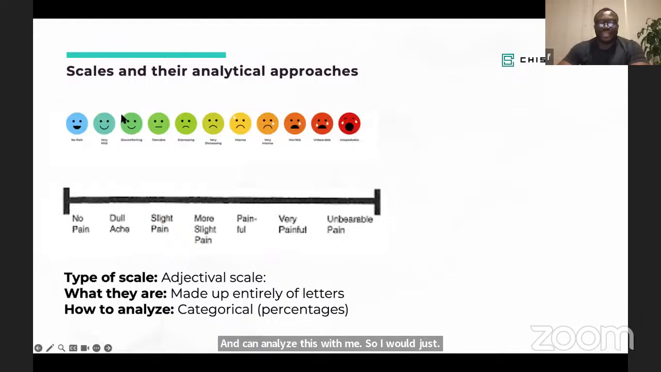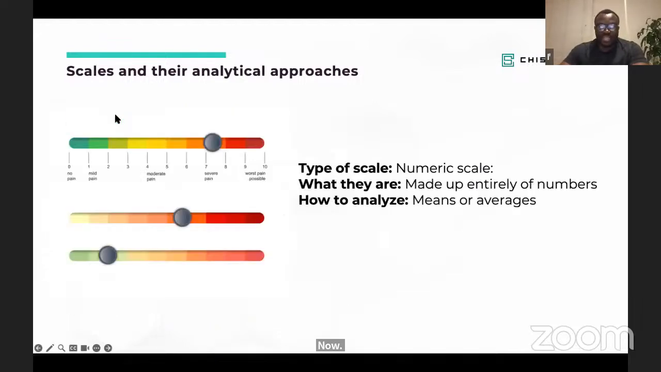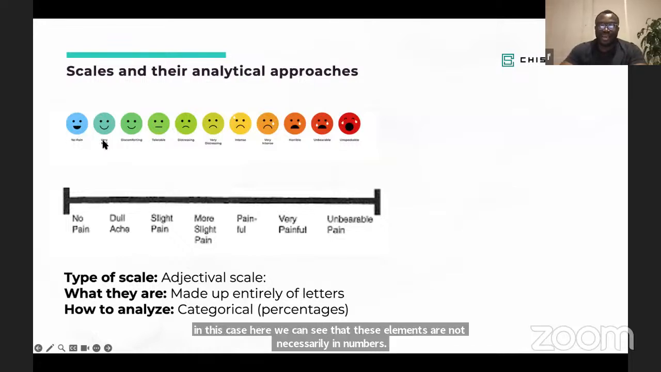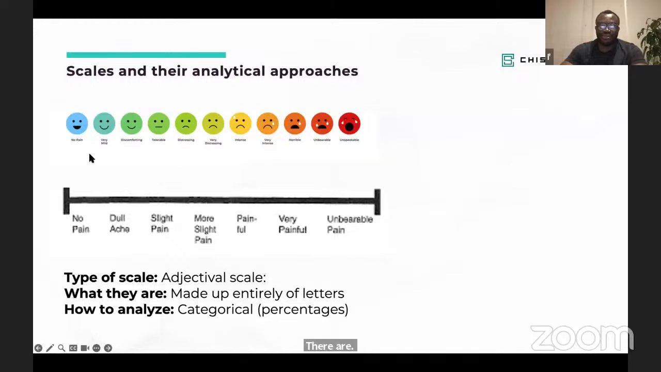Now, this is another scale. Similar to the previous one, it has 10 elements, 11 elements or about that. But in this case, we can see that these elements are not necessarily numbers. There are adjectives that describe each of those, like no pain, very mild pain, and so on and so forth. So this is no longer a numeric scale. You cannot take the average of this. And of course, it increases in an ordinal way from no pain to unspeakable pain.